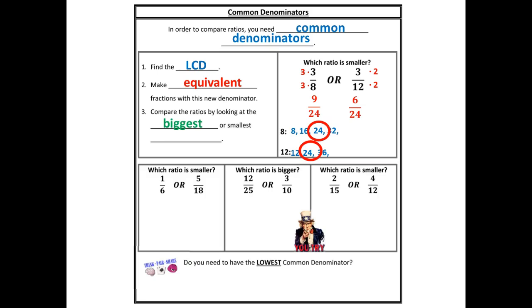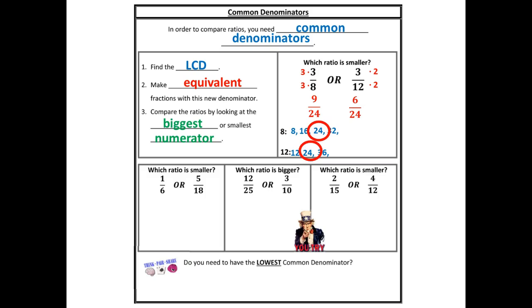Compare the ratios by looking at the biggest or smallest numerator. It all depends on which one they're asking for. This question asks which is the smaller ratio. So 6 to 24 is a smaller ratio. If it asks what's the bigger ratio, we would have 9 24ths as the bigger ratio.